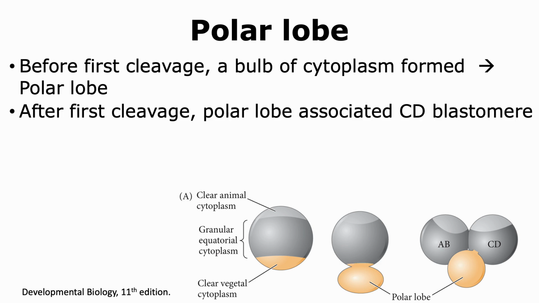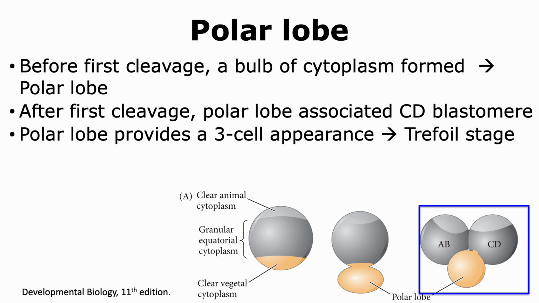Once the first cleavage occurs, the polar lobe gets associated with the CD blastomere. So when the first cleavage event happens, we get two cells, the AB cell and the CD cell, and that polar lobe gets associated with the CD cell and not the AB cell.